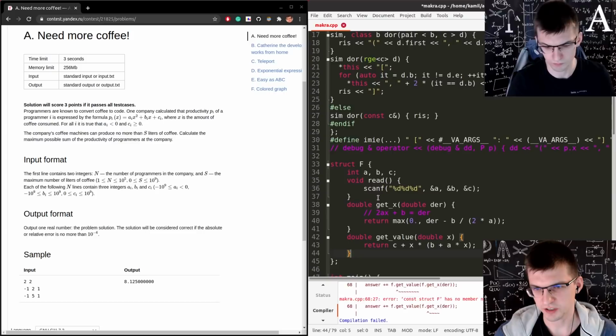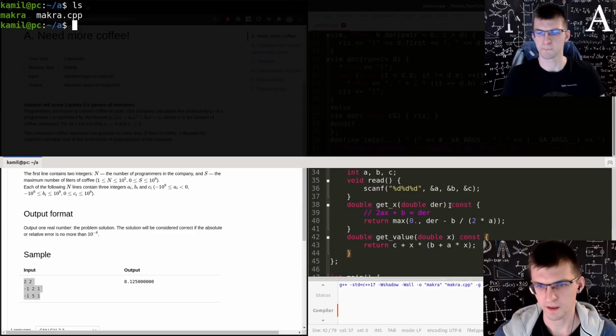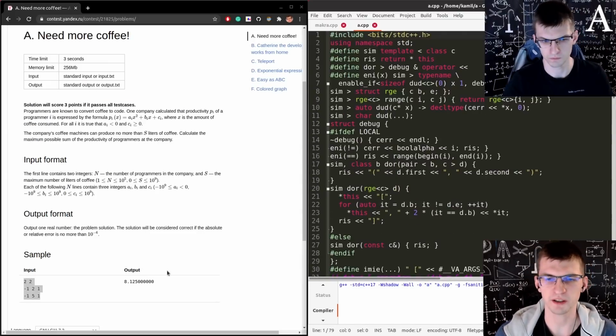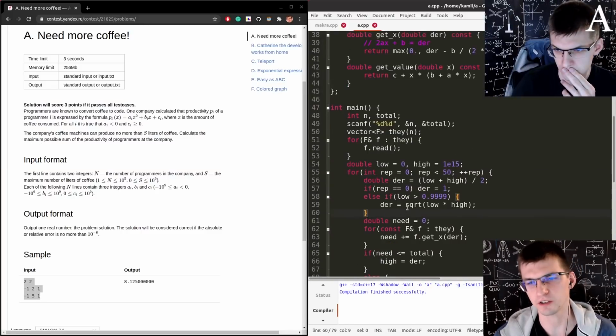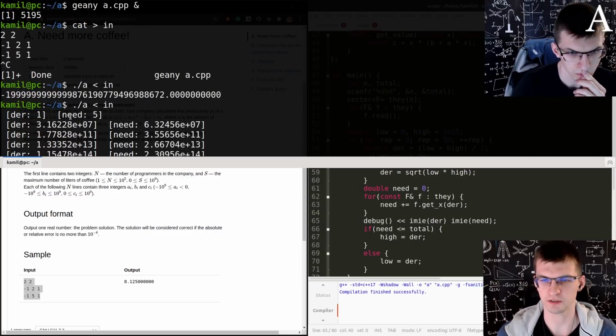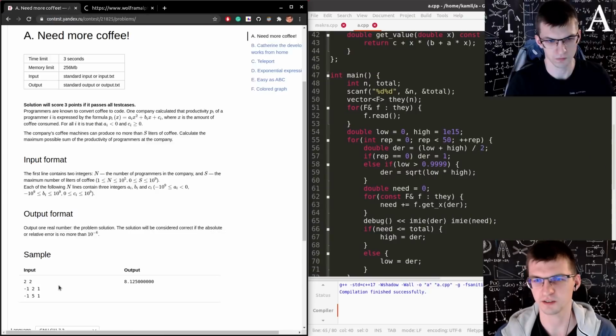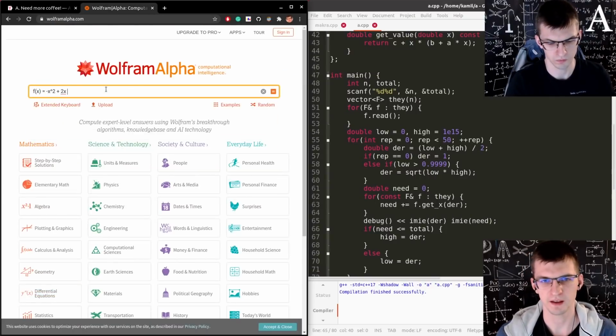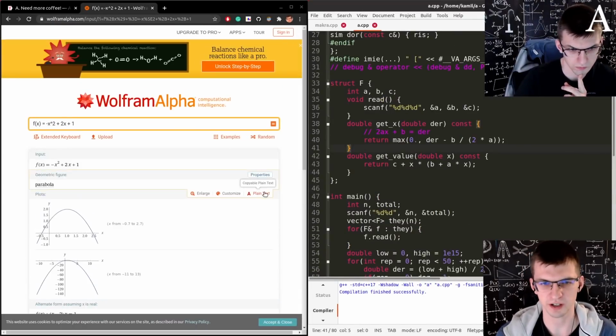Is there something interesting in my code here? In the main function, I do binary search over something, and in real values, if those values are bigger than one, it's better to take square root of two values instead of the low plus high over two. In line 59, you can see square root of low times high, because it's better for relative error.